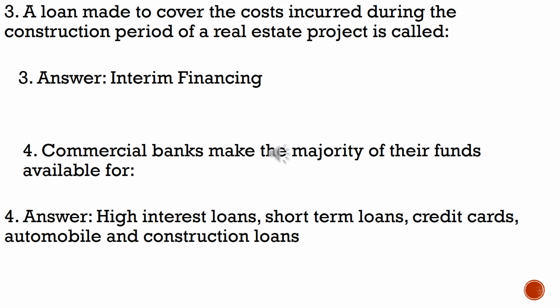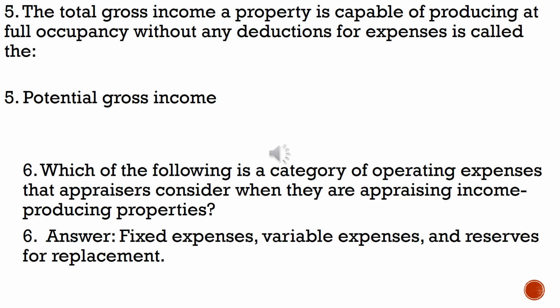Question number 4. Commercial banks make the majority of their funds available for? Answer: high interest loans, short-term loans, credit cards, automobile loans, and construction loans. Question number 5. The total gross income a property is capable of producing at full occupancy without any deductions for expenses is called the? Answer: potential gross income.